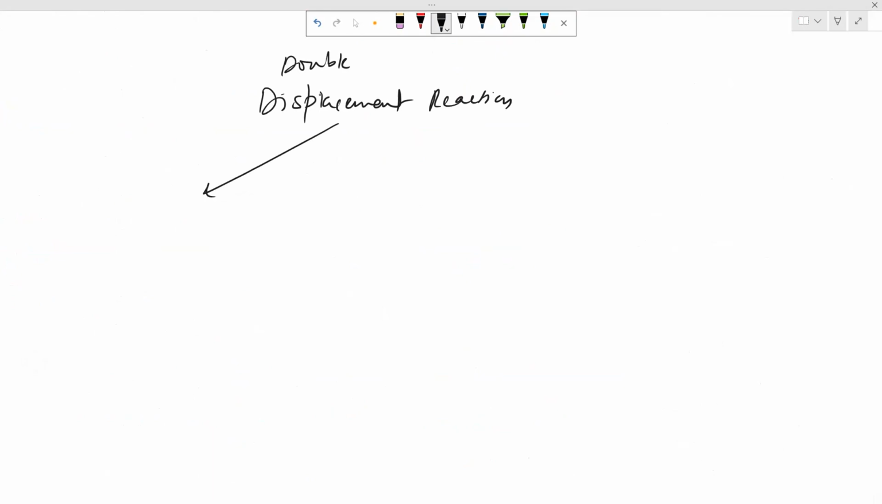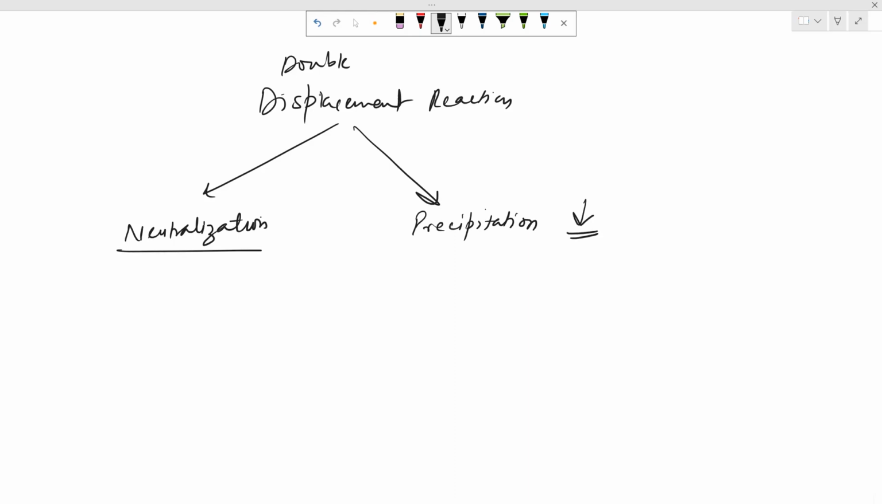are of two types. One is neutralization, and the second one is precipitation. You understood what is precipitation? In which some insoluble substance is formed.